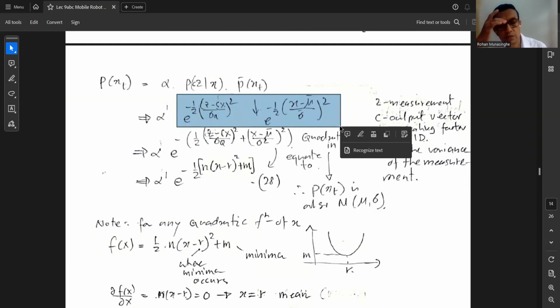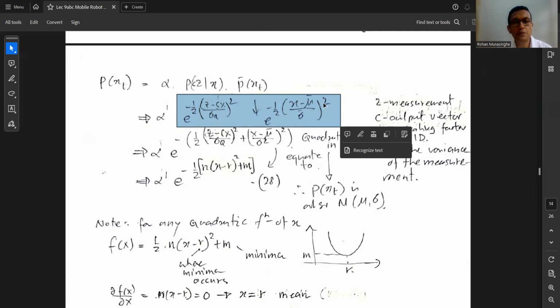Pay attention to the highlighted rectangle. The second one is P bar x_t. Can you see the probability distribution function, not normalized, the function itself, e to the minus half x minus mu bar over sigma bar squared? So that has the mean mu bar and standard deviation sigma bar. So this is the predicted probability density function.